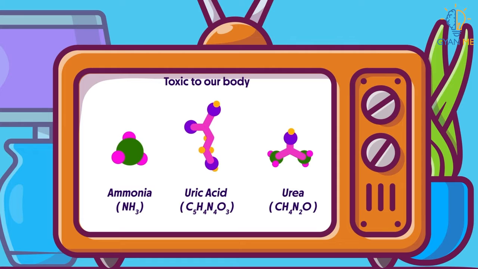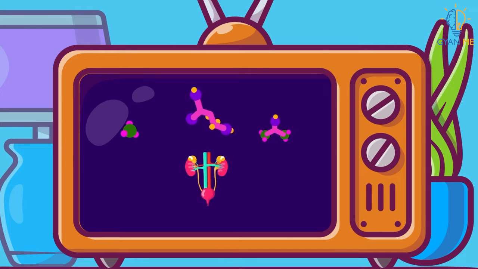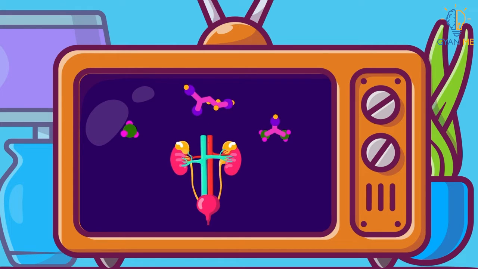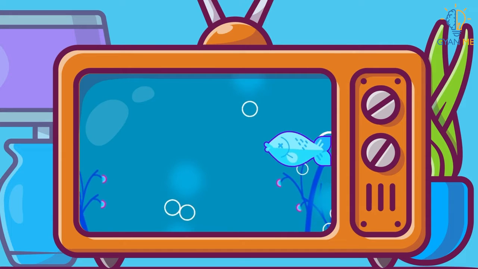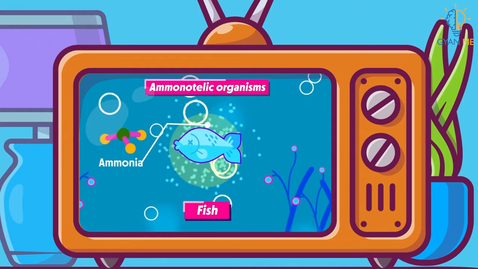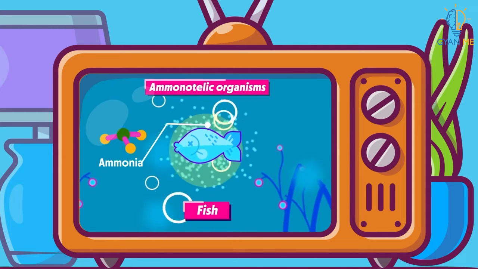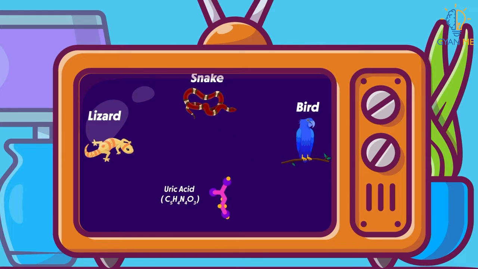Now students, since this is a little important and it includes so many terms, let me quickly revise it for you. Organisms which excrete wastes in the form of urea are called ureotelic. Animals which excrete wastes in the form of ammonia are called ammonotelic organisms, and organisms which excrete waste in the form of uric acid are called uricotelic organisms.